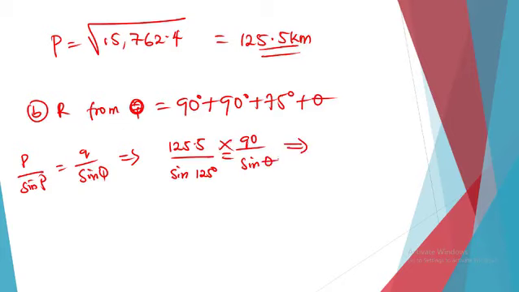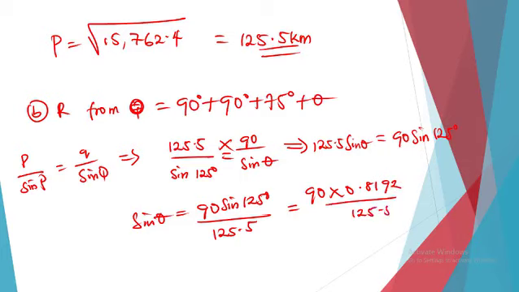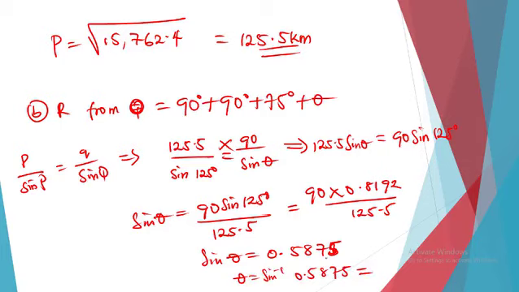Okay, let us proceed. If we cross multiply, we then have 125.5 sine theta equal to 90 sine 125 degrees. Therefore, sine theta is equal to 90 sine 125 degrees all over 125.5. Okay, and then that will give us 90 times 0.8192, that is the value of sine 125, all over 125.5. So sine theta is equal to this times this divided by this, which will give us 0.5875. So to find the value of theta, we take theta equal to the sine inverse of 0.5875. And then what do we have? We have 35.98 degrees.